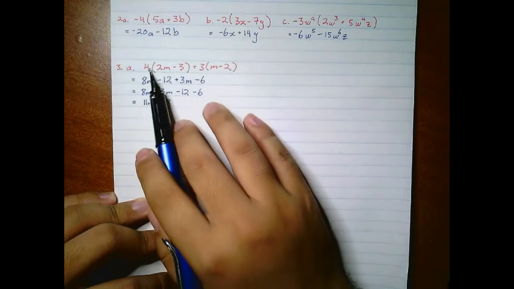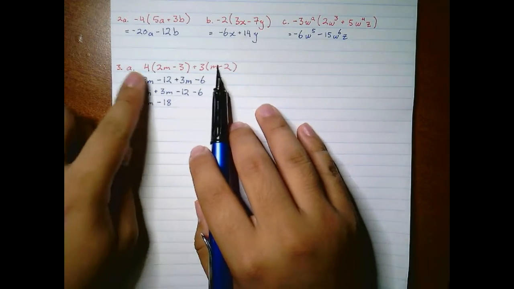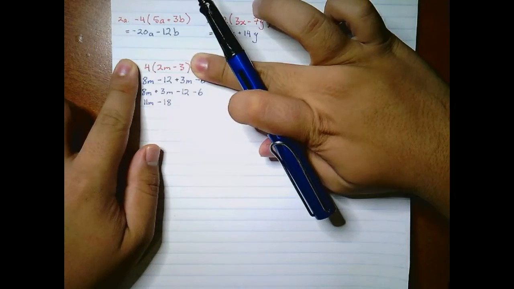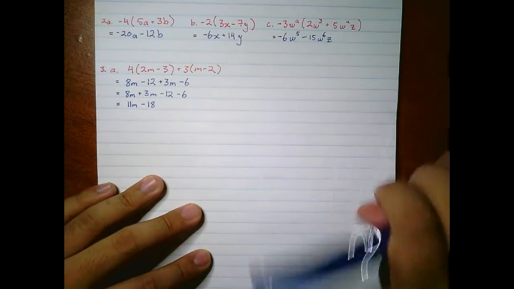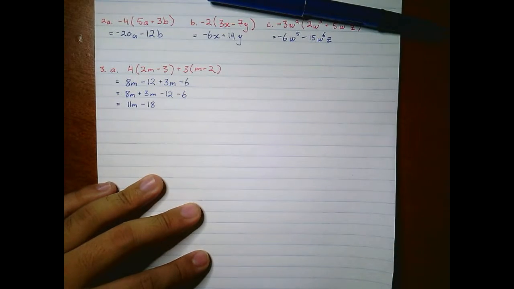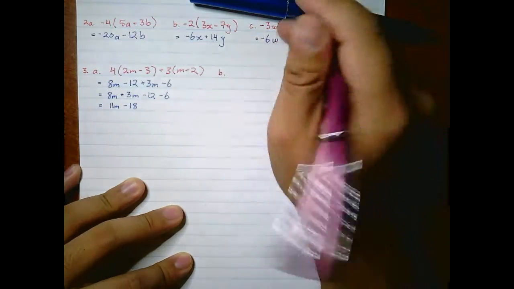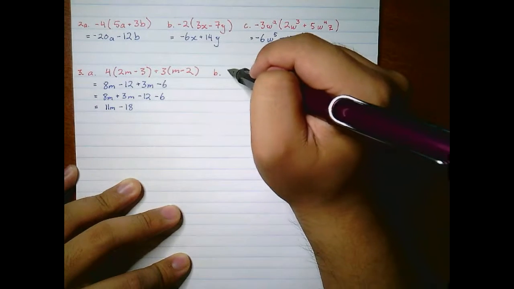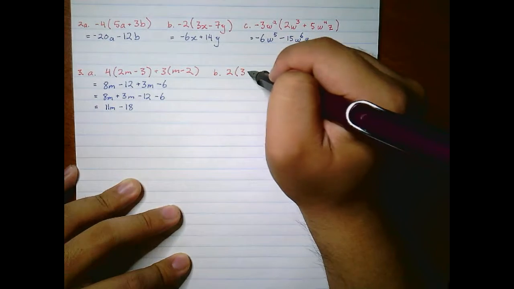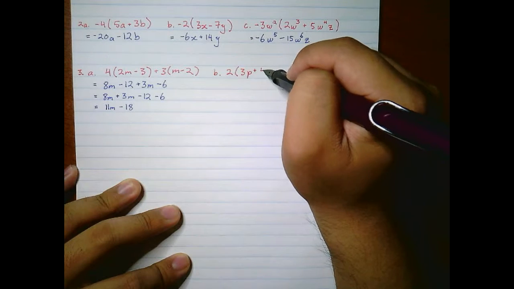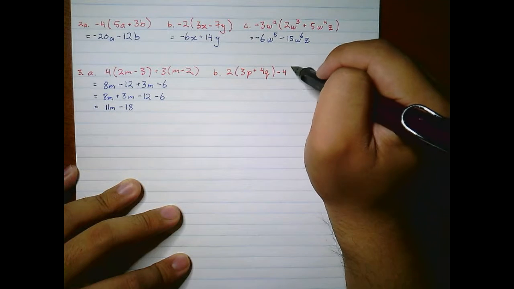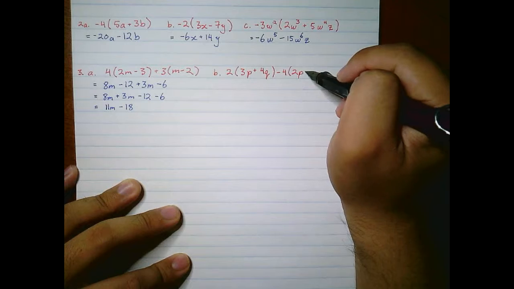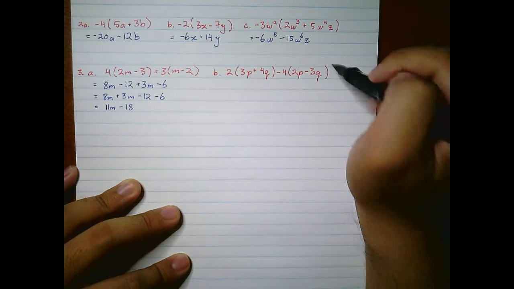So even if you have something that looks complicated like this, all you have to do is just focus on one group at a time and just simplify. Take it one step at a time. Let's take a look at a slightly more complicated one. Let's take a look at this one. 2 outside 3p plus 4q minus 4 outside 2p minus 3q.